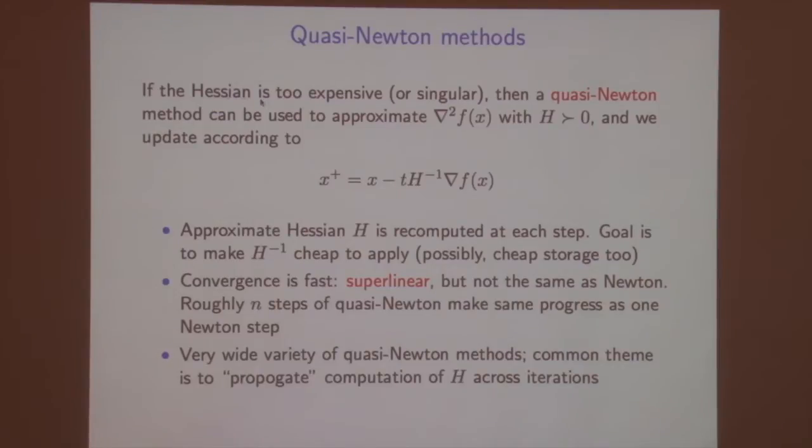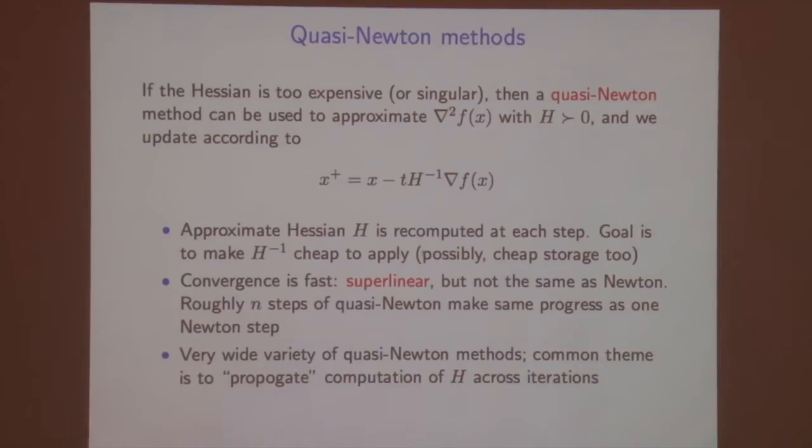So Quasi-Newton methods are a class of methods that approximate the Hessian with some other matrix H that's strictly positive definite. And then we update according to that matrix H. So instead of using the full Hessian, we use some matrix H that's computed at each step. So we recompute that approximation to the Hessian. The goal is to make a linear system in H cheap to solve. So I want to be able to choose H so that H times v equals the gradient is cheap to solve. And also cheap to store, because often with very large problems, if the Hessian's dense, then n-squared storage might even be too much to handle.